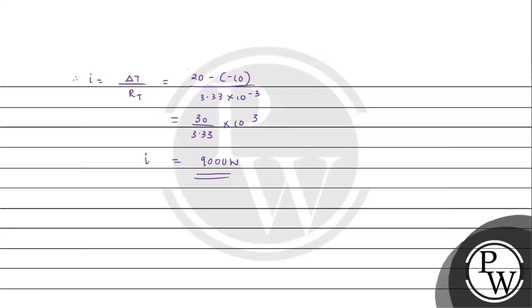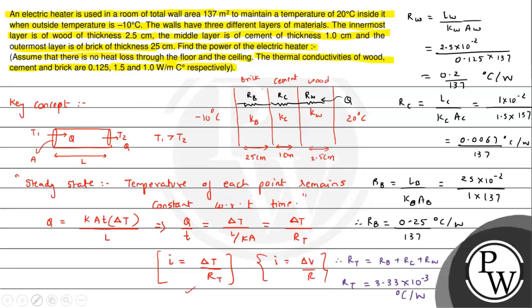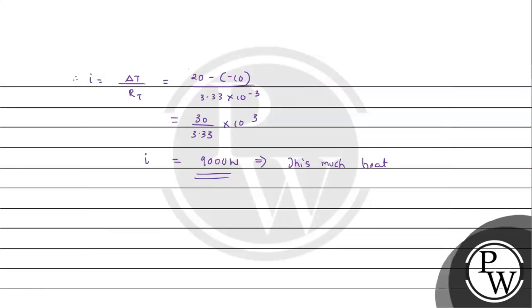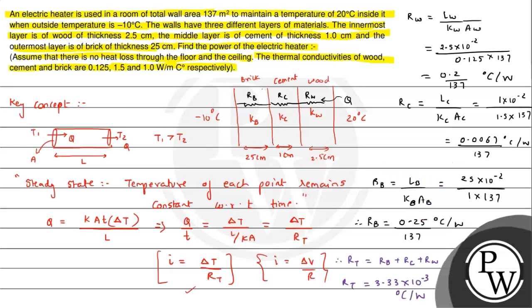यानी कि जो करंट जो हीट फ्लो हो रही है, heat flow rate is 9000 watt. So इतना ही heat should be produced by the heater. We can say हमसे पूछा क्या गया था, power of electrical heater. This much power must be generated by the heater to maintain 20 degrees Celsius, right? So this is the answer to the question. I hope you understood the solution. All the best.